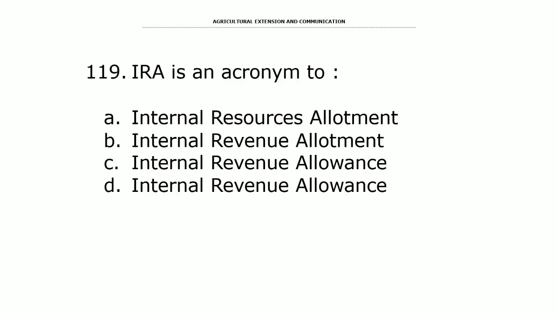Question 119. IRA is an acronym for A. Internal Resources Allotment, B. Internal Revenue Allotment, C. Internal Revenue Allowance, or D. Internal Revenue Allowance. The answer is Internal Revenue Allotment.